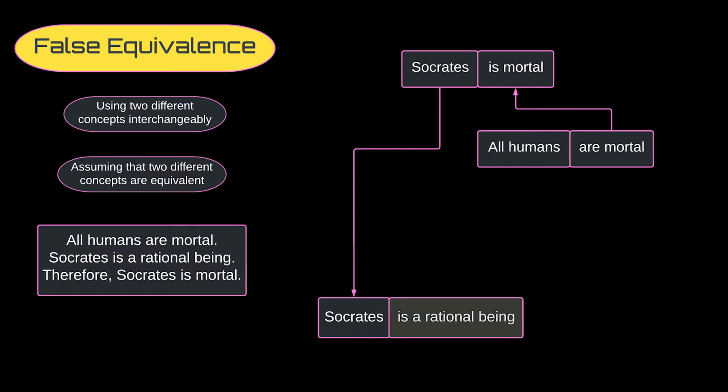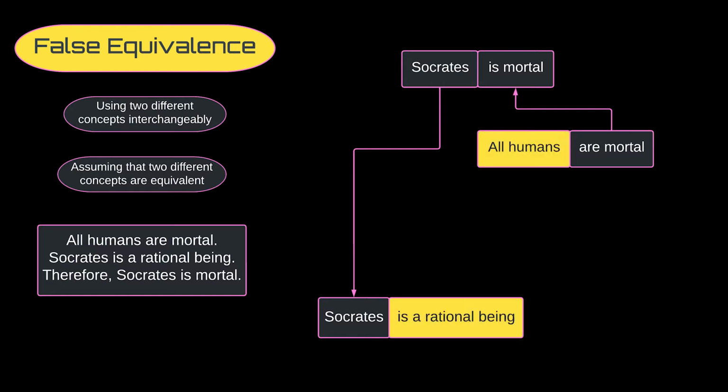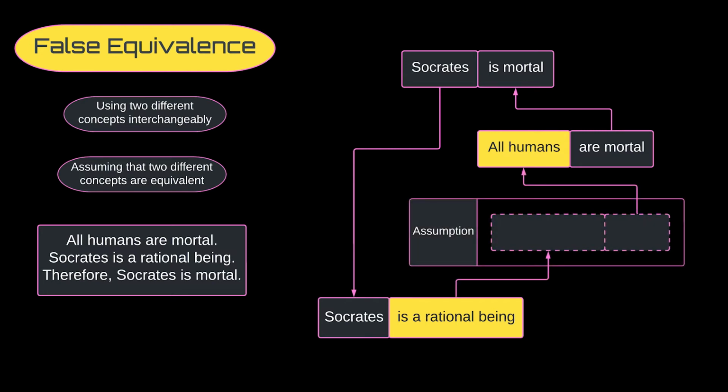Notice that the predicate of the minor premise doesn't match the subject of the major premise. This is the false equivalence, which means that these boxes cannot be directly connected. But we can connect them with an assumption. The argument assumes that a rational being is equivalent to a human.